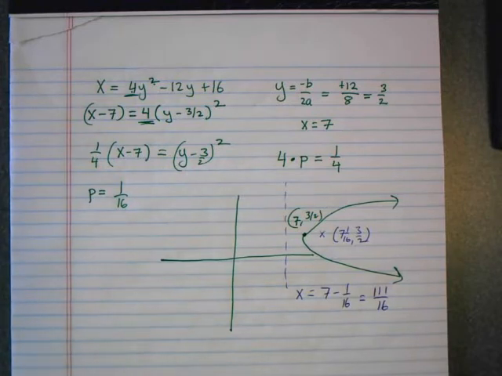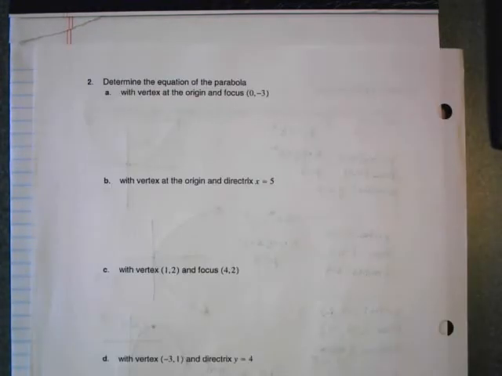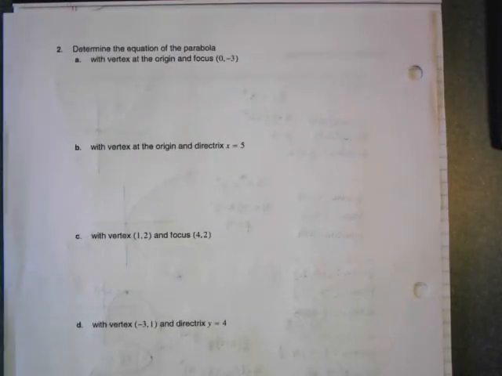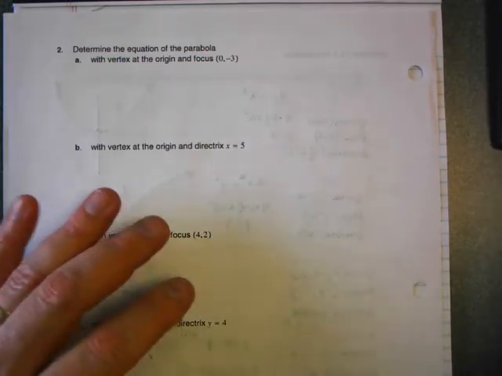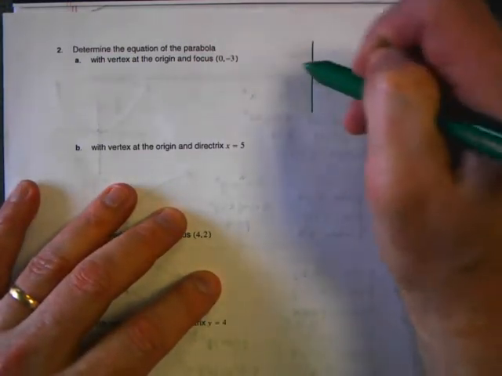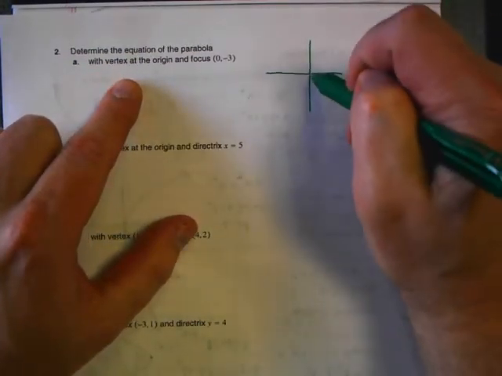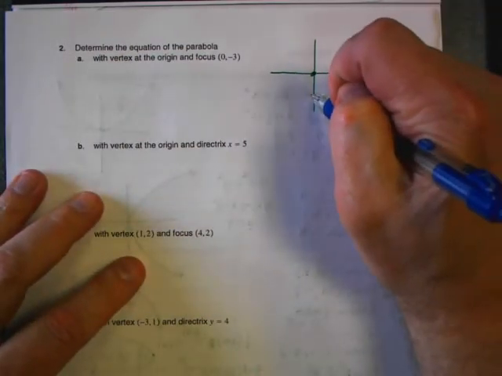All right, now we flip the paper over and we go the other way. What I mean by the other way is on this side, I gave you the equation and I asked for information. On this side, I give you information and I ask for the equation. And again, for me, it helps to draw a little picture. It says vertex at the origin and focus 0, -3.